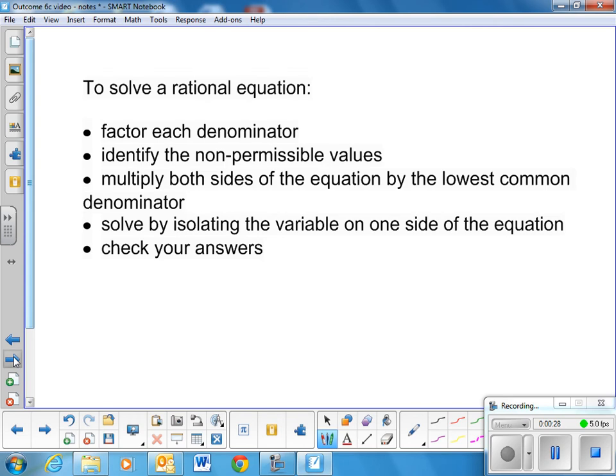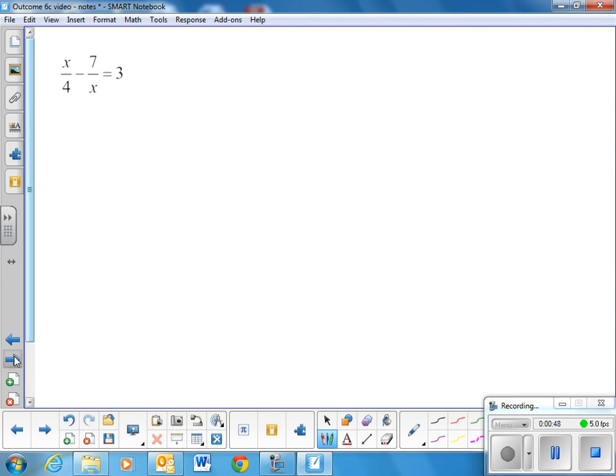To solve a rational equation, we're going to start by factoring each denominator if possible. We're going to identify any non-permissible values, multiply both sides of the equation by the lowest common denominator, and then solve by isolating the variable on one side of the equation. We also need to remember to check all of our answers. So let's start with this one.